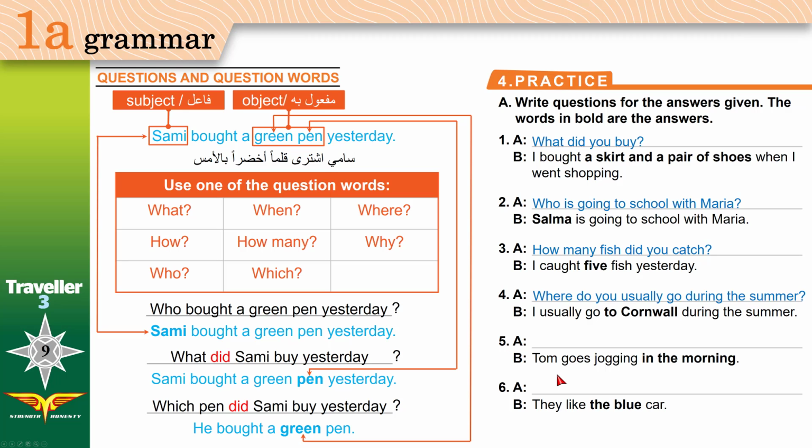5. Tom goes jogging in the morning. We're asking about the time. This is also present simple. He goes jogging in the morning, every morning. When does, use does. When does Tom go jogging?